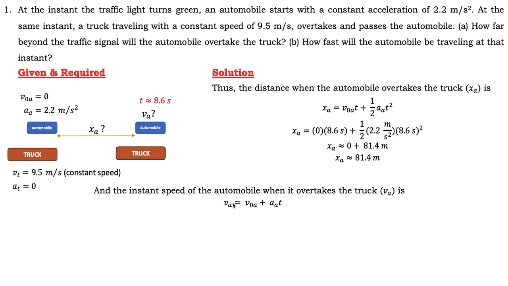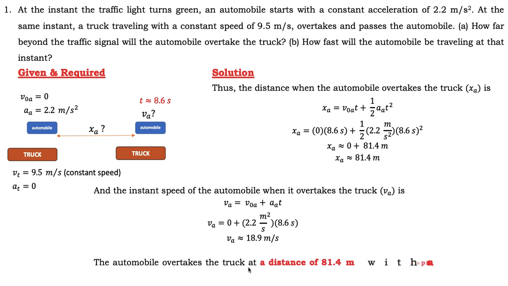And the instant speed of the automobile when it overtakes the truck, VA, using the equation for straight motion, is the initial speed of the automobile plus the acceleration of the automobile times the time. Then we substitute each value, so we get VA approximately 18.9 meters per second. So we can say that the automobile overtakes the truck at a distance of 81.4 meters with a speed of 18.9 meters per second.